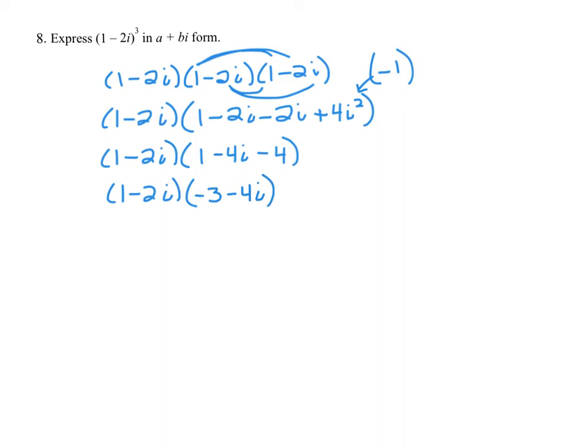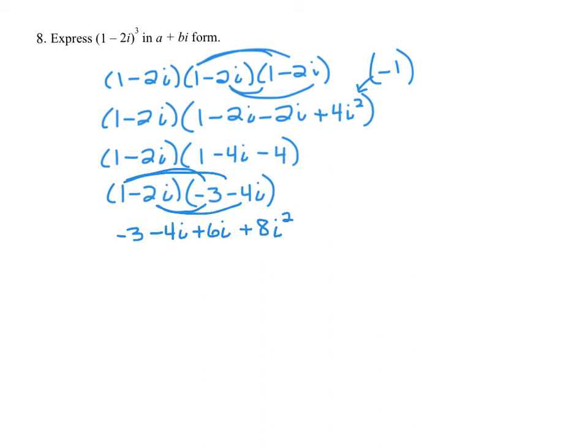Okay, and you know, even if you had multiplied together these 2 parentheses first, you would have the same exact thing. All right, so now I'm just going to double distribute again. So 1 times negative 3 is negative 3. 1 times negative 4i is negative 4i. Negative 2i times negative 3 would be positive 6i. And then negative 2i times negative 4i would be negative 2 times negative 4 is positive 8, and i times i is i squared.